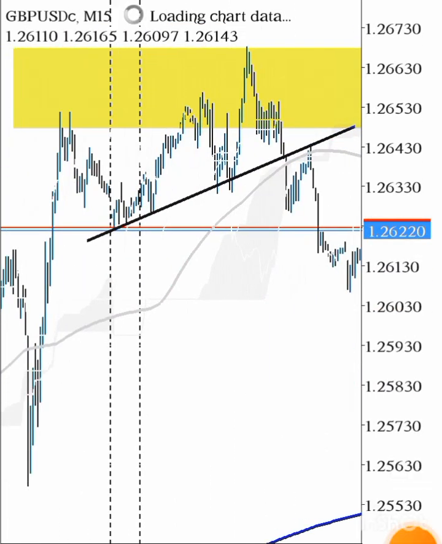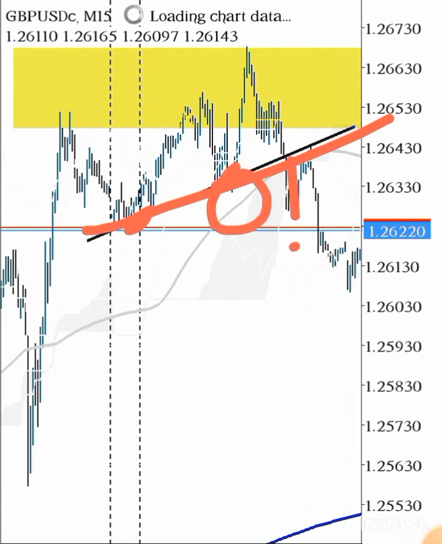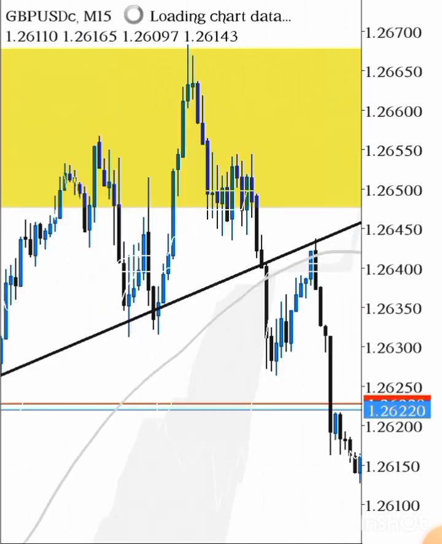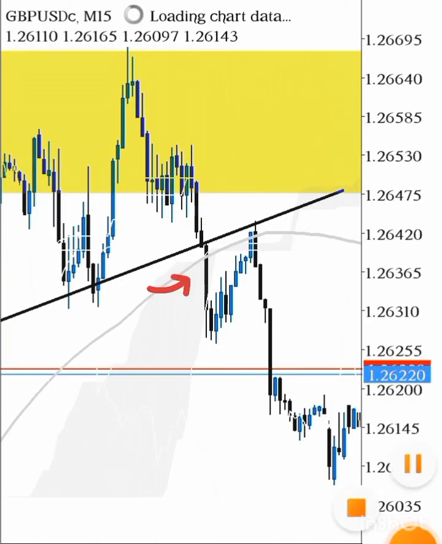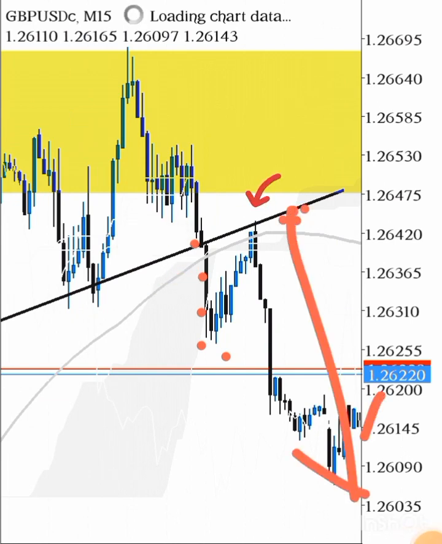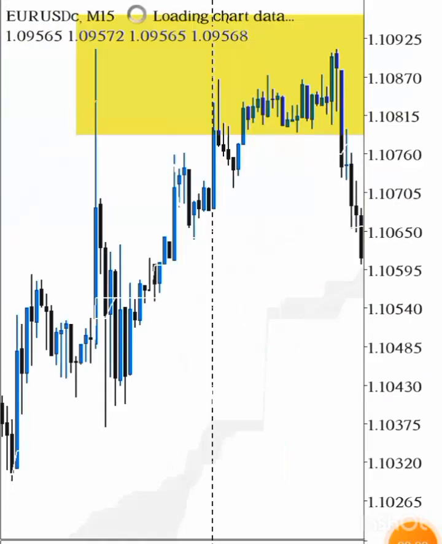Once you have connected your trend line, you have 2 touches and you have a breakout. This is a false breakout. Until you have a breakout like this and a retest on your trend line, you do what? You sell and you stand to make huge profit.